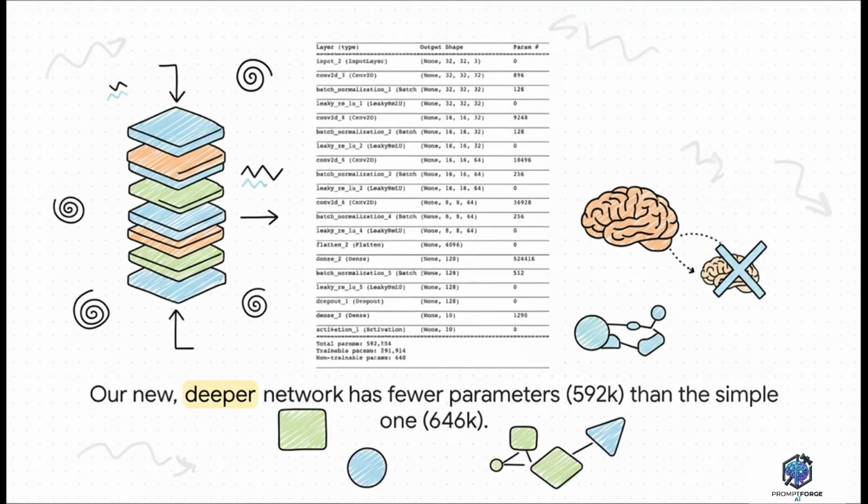And here she is, our final model. It looks a lot more complex, doesn't it? A whole stack of those new layers we added. But here's the part that's really going to surprise you. Look at the total number of parameters at the bottom. That's how many internal knobs the network has to tune.